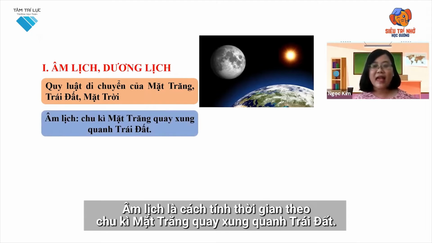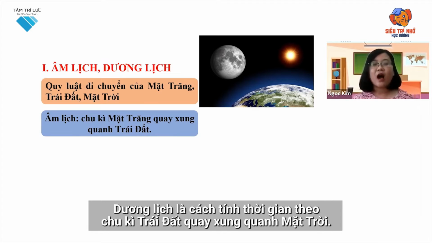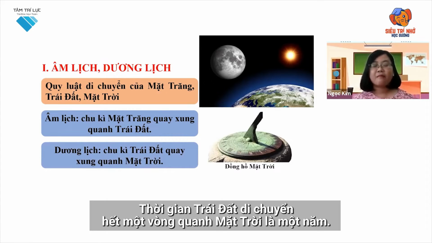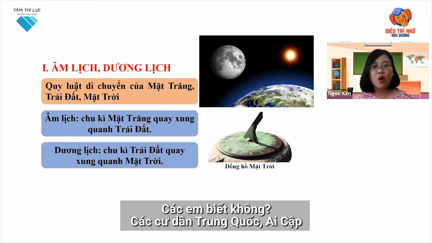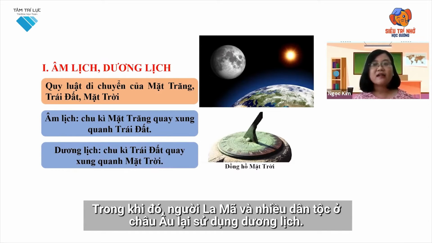The first is the lunar calendar. The lunar calendar is a way to calculate the time according to the period of the moon's rotation around the earth. The time it takes for the moon to complete one revolution around the earth is 1 month. The solar calendar is a way to calculate time based on how long it takes for the earth to revolve around the sun. It takes 1 year for the earth to complete one revolution around the sun. Do you know that the inhabitants of China, Egypt, and the inhabitants of the East, including Vietnam, often use the lunar calendar? Meanwhile, the Romans and many people in Europe use the solar calendar.